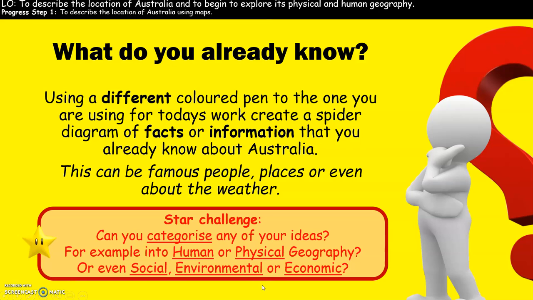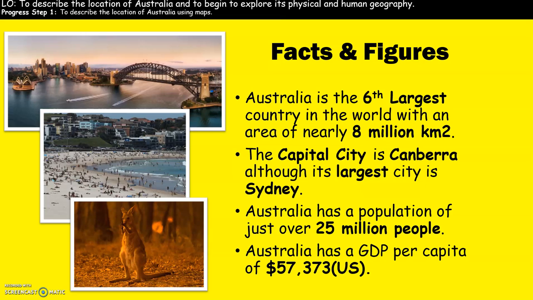Okay, so hopefully you've got a few things down about what you know about Australia, maybe a few famous people and a few facts and figures that you might already know. So just to add to that, we're going to look at a few bits of information that are quite useful and quite interesting about Australia. Australia is the 6th largest country in the world with an area of nearly 8 million kilometres squared. That's a massive amount of land.